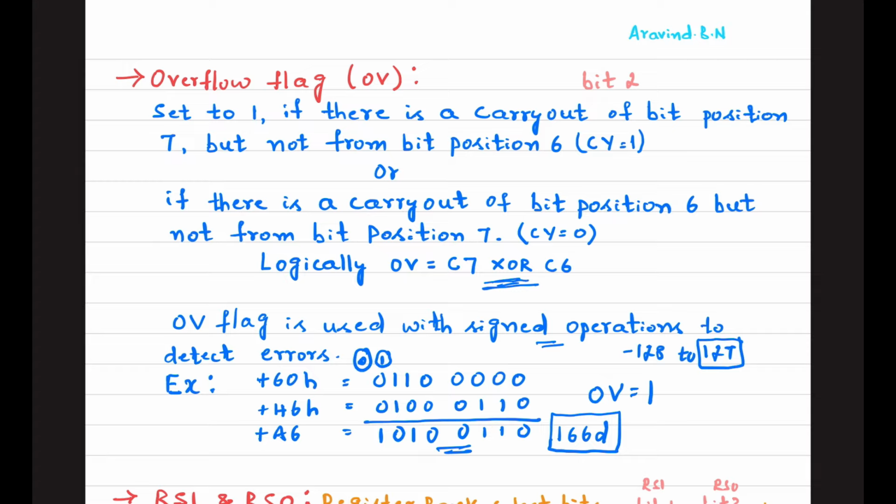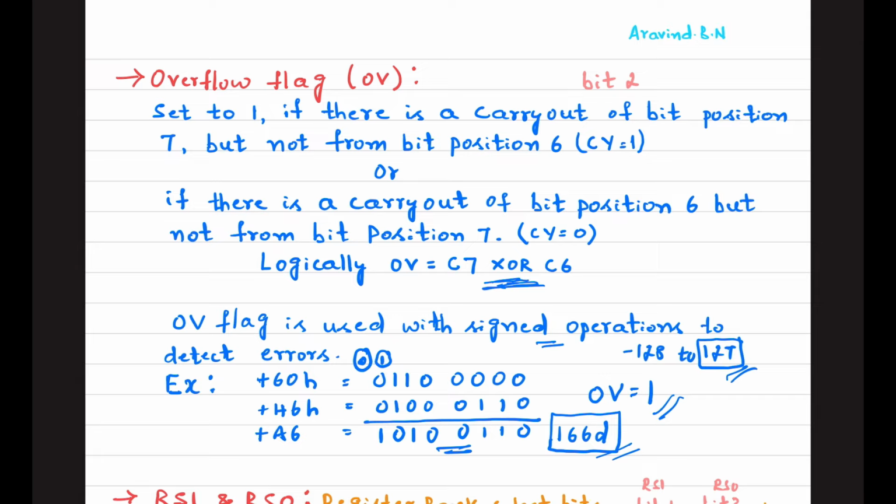And this 166 is greater than 127. Correct, that means the answer is beyond the signed operation range. Therefore in this case the overflow flag must be set equal to 1, and also as per the procedure we have discussed, if we verify from that also, the overflow flag will be set equal to 1.